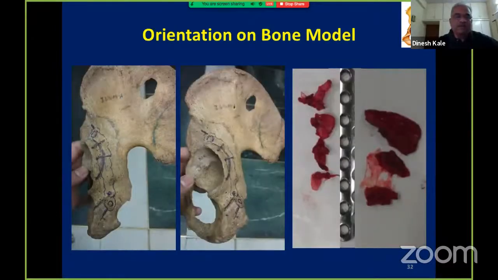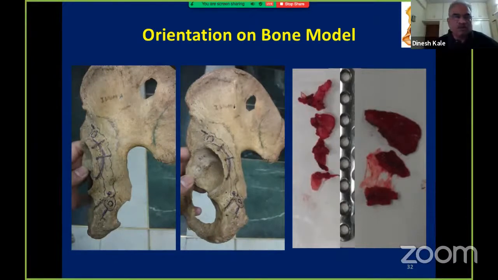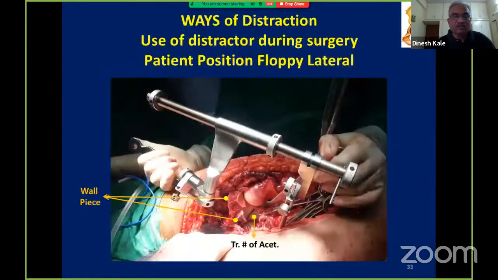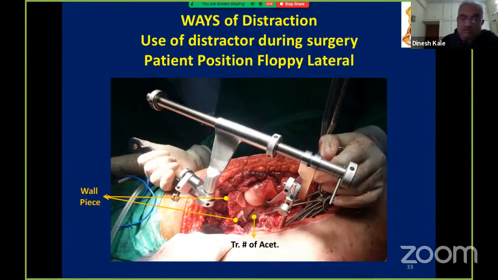It's a good habit to mark your pieces on a bone model and place them by a picture drawn on a white paper. You can use the cover of your gloves, draw it on that and place it. Otherwise, when you are starting to place this fragment, you will spend time getting the orientation. Sometimes you may require a distractor if the fracture fragments and the posterior column have to be distracted.